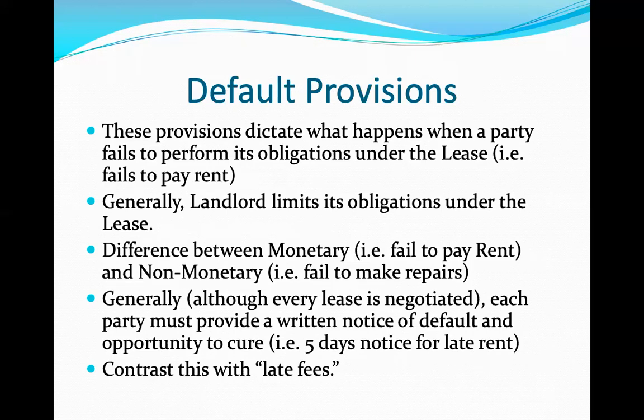But generally, each party must provide a written notice of default and an opportunity to cure, for example a 5-day notice for late rent. You want to contrast this notice of default with late fees. Generally, a commercial lease will have a provision where if rent isn't paid by the first of the month and the landlord doesn't receive it by the 7th day of the month, then there will be late fees. That's different than a default. So just keep that in mind when you're analyzing these provisions.